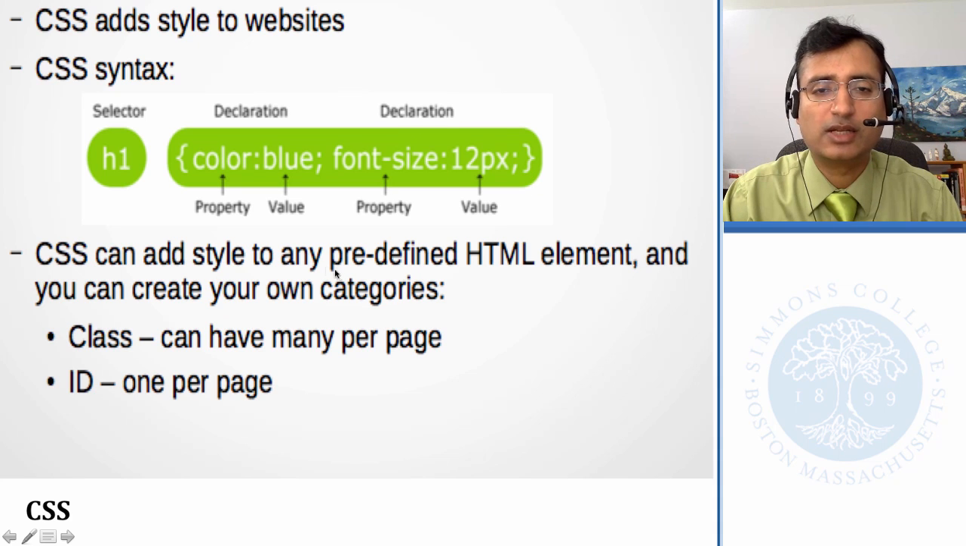CSS can add style to any predefined HTML element, and you can create your own categories as well. You can specify classes and IDs. Classes you can have many per page, but if you want to specify the property for something unique within a page, then you can use the ID property.